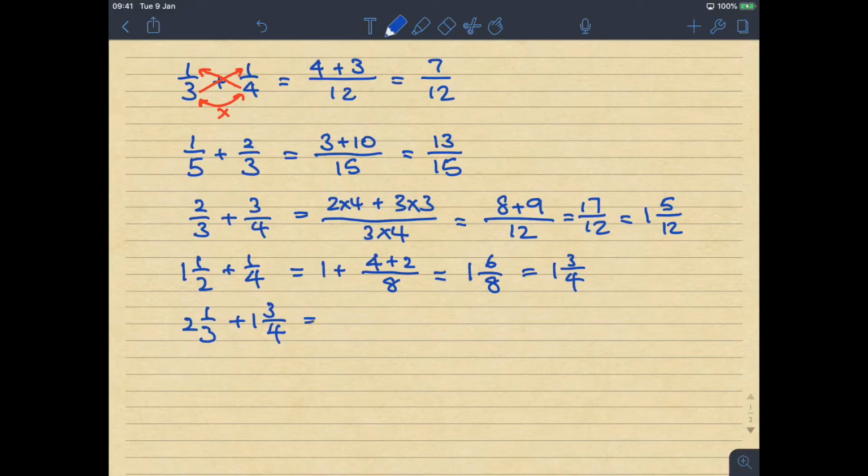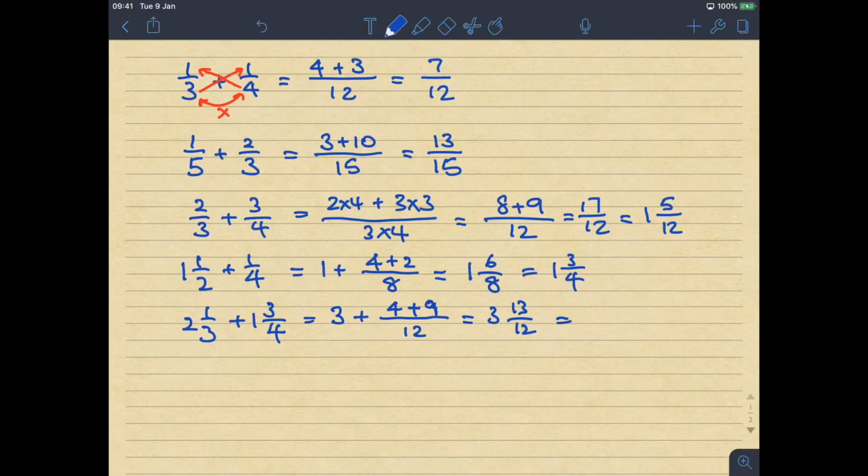Okay, and lastly, this one is a little bit more complicated. Well, not complicated, but a little bit different still. So as I mentioned, I would take out the 2 and the 1 and add them up separately. So it's 3. And then we add the fractions together. So 3 times 4 at the bottom, which is 12. And then we have 4 times 1, which is 4. And 3 times 3, which is 9. Okay. So now we have 3 and 13 over 12. And of course, 13 over 12 is an improper fraction, which makes it 1 and 1/12. And the 1, you add it with the 3. So we have 4 and 1/12.